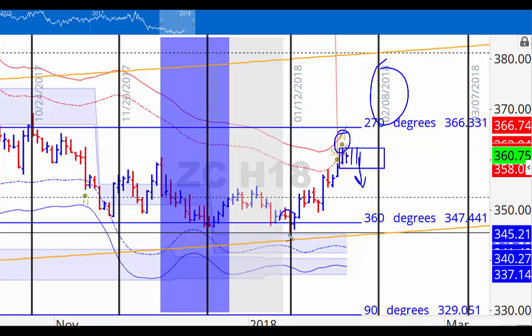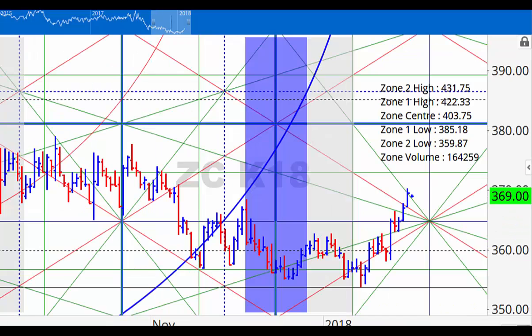We can see how very nicely the market found support at our 360-degree mark at 347.5. And we expect to see similar in terms of formation on the May contract as well. We can see here where the May contract found very good support near 353, and now we're looking at potential resistance overhead at about 370, and again with the same timeline of February 8th coming in sometime at the end of this week and perhaps sometime early next week.